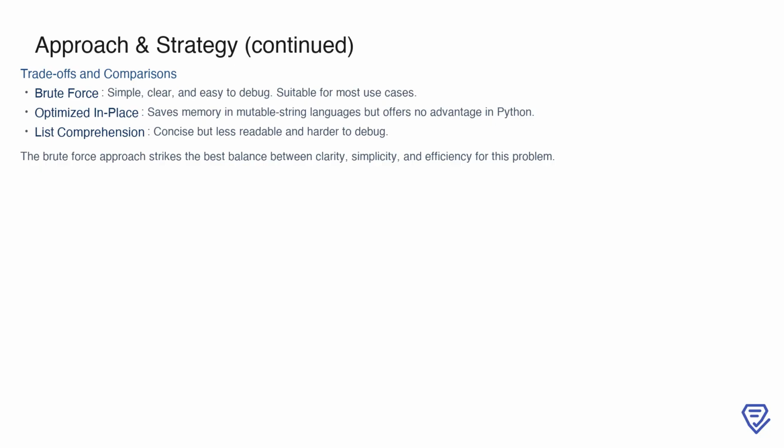When comparing the different approaches, the brute force method emerges as the most balanced solution. It is simple, clear, and easy to debug, making it suitable for most use cases. The optimized in-place approach can save memory in languages with mutable strings, but in Python, it does not offer any significant advantage due to the need for temporary list creation. On the other hand, the list comprehension approach, while concise, sacrifices readability and can be more challenging to debug when issues arise. Given these considerations, the brute force approach provides the best combination of clarity, simplicity, and efficiency for solving this problem, making it the most practical choice for implementation.